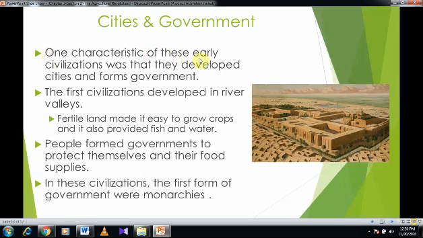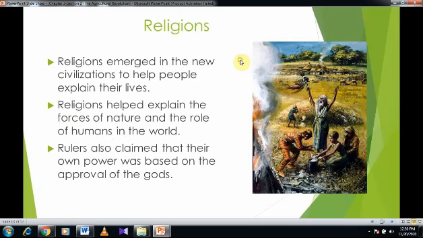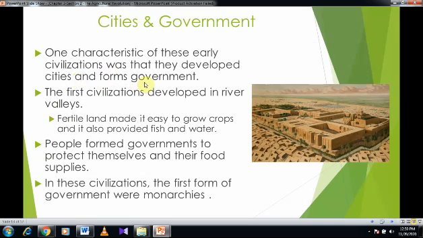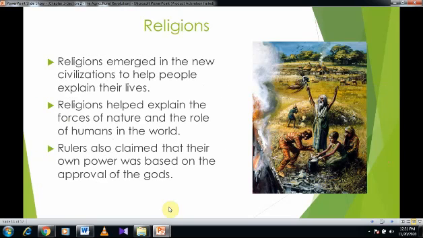One characteristic of these early civilizations was that they developed cities and governments. The first civilizations developed in river valleys. They had fertile land, so it was easy to grow crops, and they provided fish and water. People formed governments to protect themselves and their food supplies. The first form of these governments were monarchies.